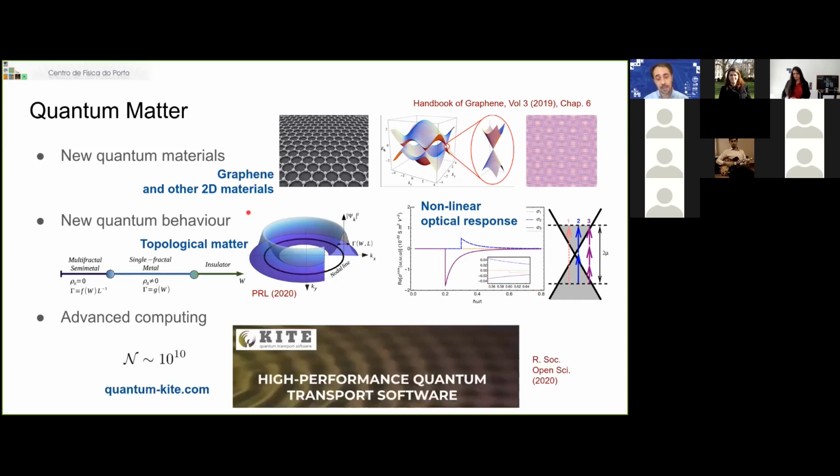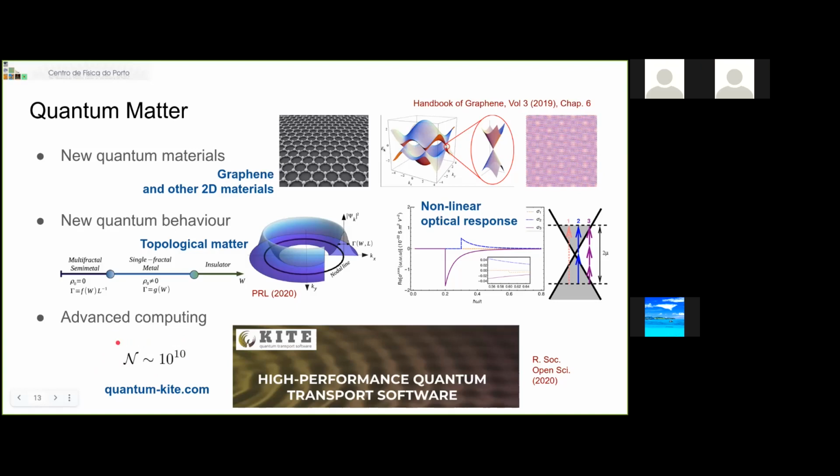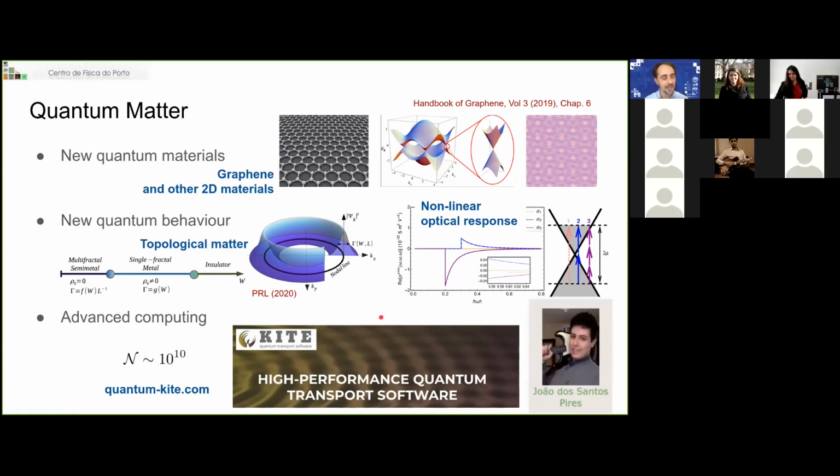And finally, one of the projects and outcomes, I'd say, of the advanced computing research that we have in this center is this Quantum KITE. This is a high performance quantum transport software. It's free, I mean, you can actually try to download it and do some calculations with it. What is very impressive is the fact that you can actually simulate systems with 10 billion atoms, which is very, very interesting. But I'll let João Pedro Pires, after me, tell you a little bit more about quantum matter.